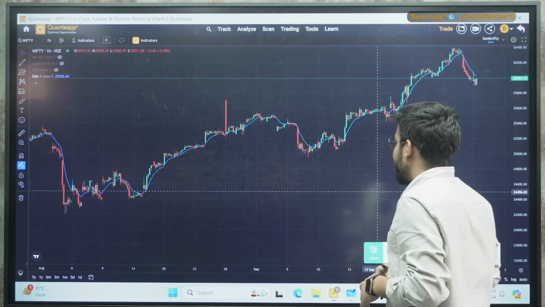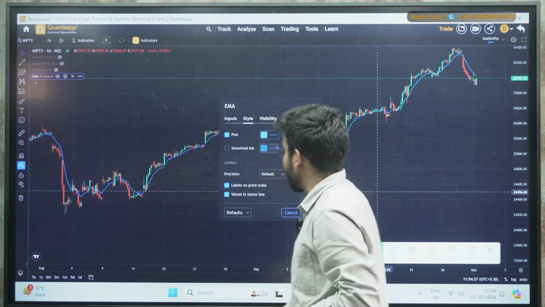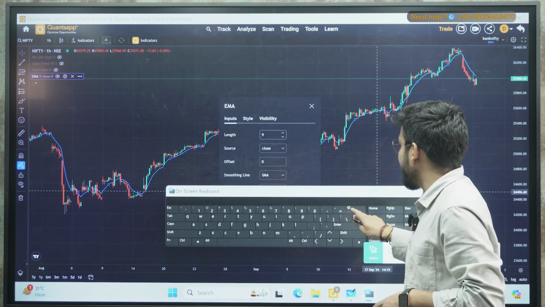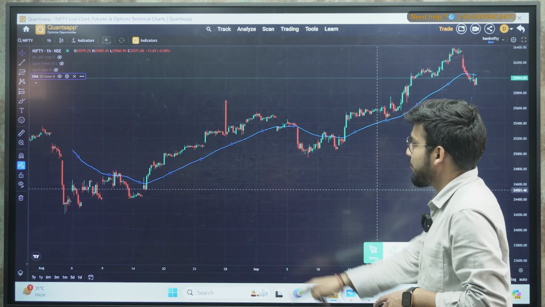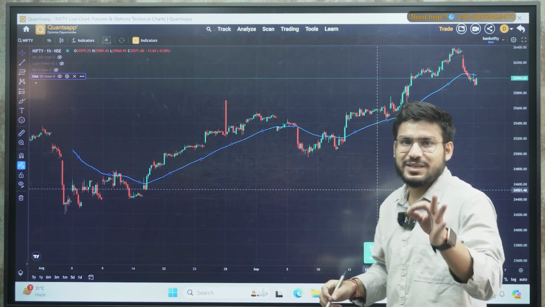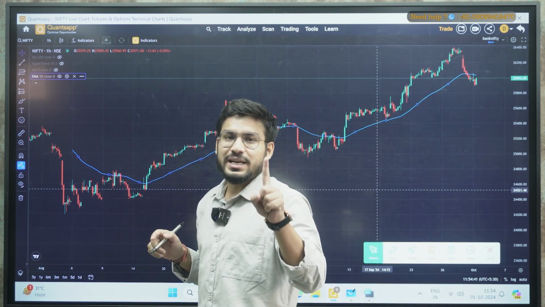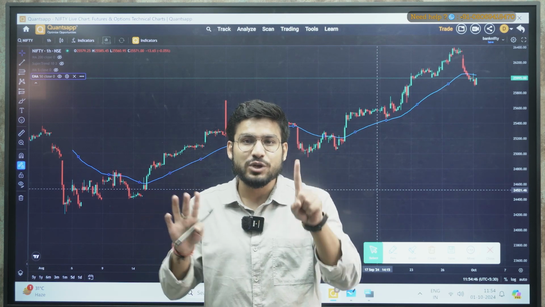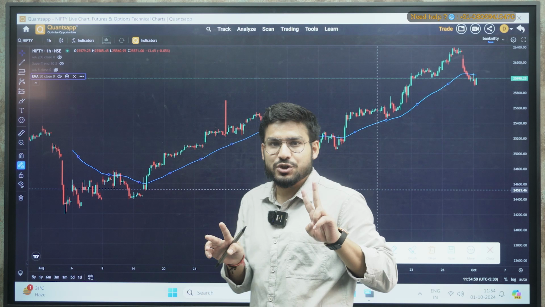Now, step by step, this exponential moving average will be of 50 reading, right? So I'll change the inputs and apply 50 here. My 50 exponential moving average has been successfully plotted on the chart. Now the first thing is that I have to confirm the trend. So in the first step, I confirm the trend with the exponential moving average and with the break of structure, right? That is the combination of two things.